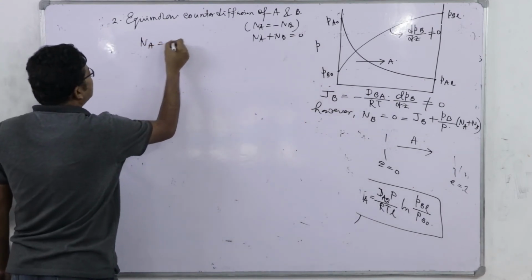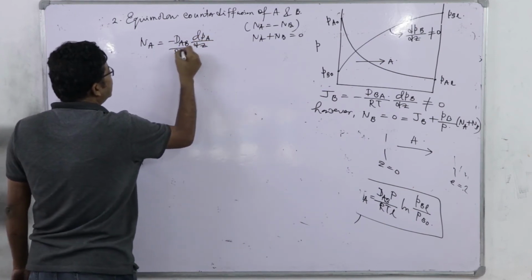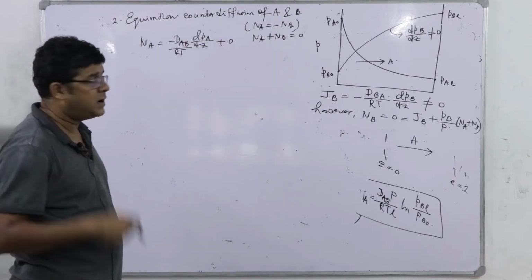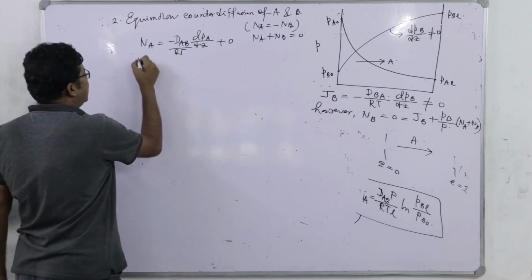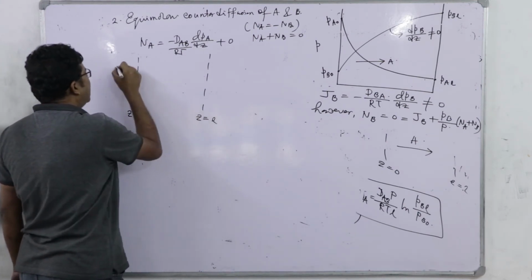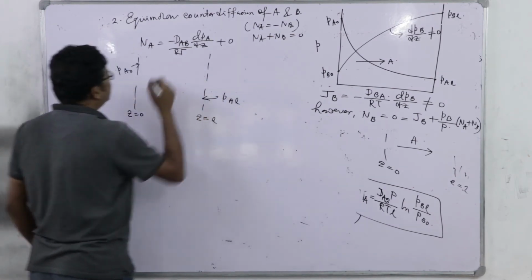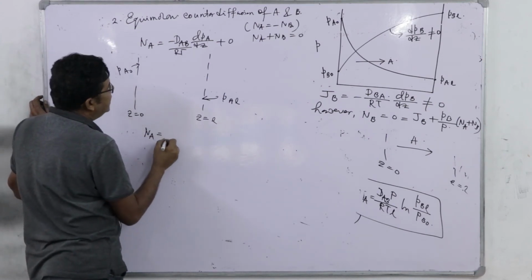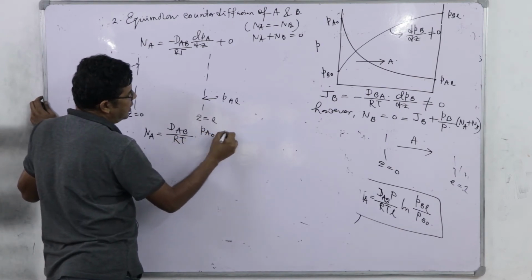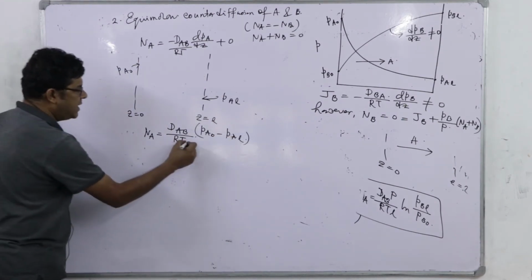So, Na, which is minus dAB dPA dZ by RT, then it will be plus 0, because that term is PA by P into Na plus Nb, and that is equal to 0. So, you will again integrate in the domain Z equal to 0 to Z equal to L, where the pressure is PA naught here and PAL there. So, if you integrate, I will get Na is equal to dAB by RTL into PA naught minus PAL, right, very simple.